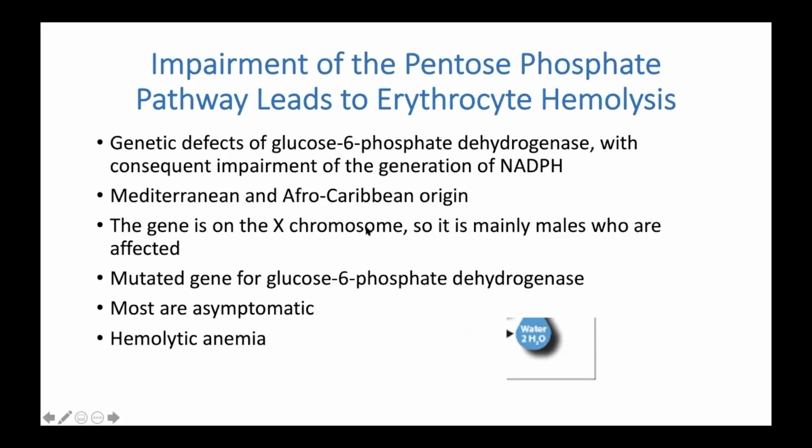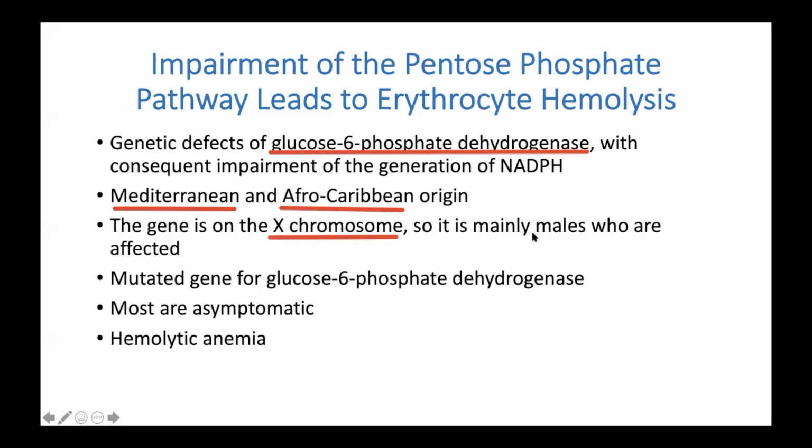So, this is a summary of the last part of the chapter. The impairment of the pentose phosphate pathway leads to erythrocyte hemolysis. Basically, number one is glucose 6 phosphate dehydrogenase deficiency. This is more common in those of Mediterranean and Afro-Caribbean descent. This is an X-linked disease, therefore it's mainly males who are affected.